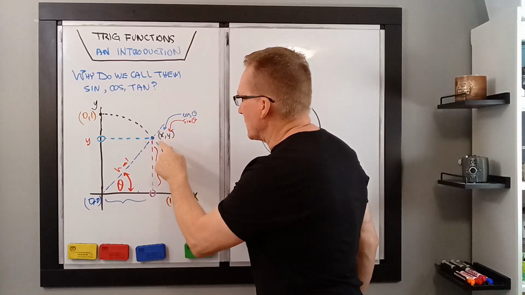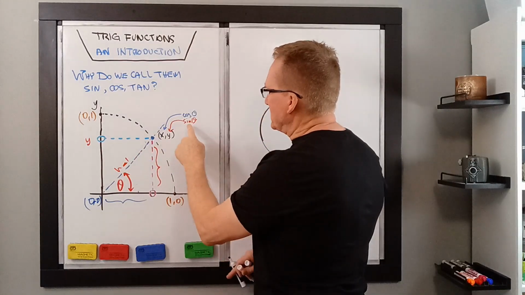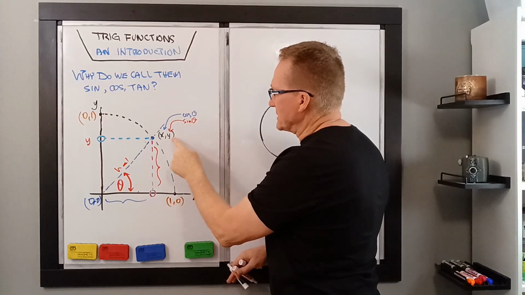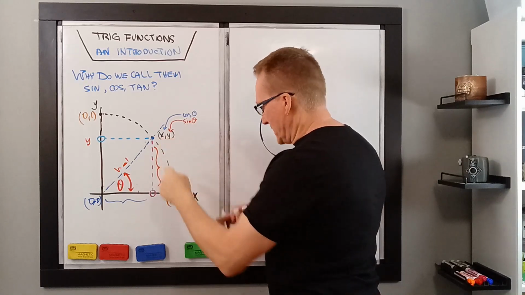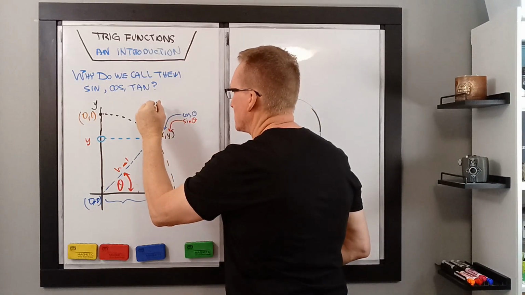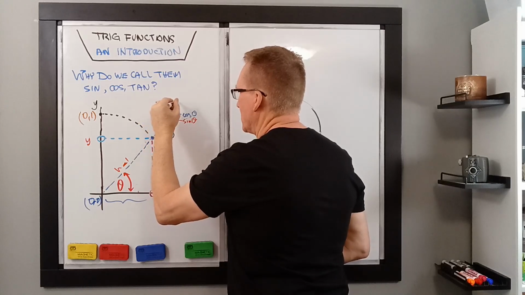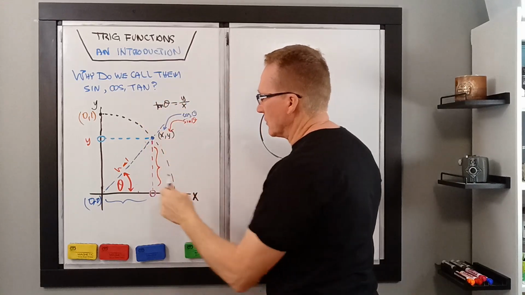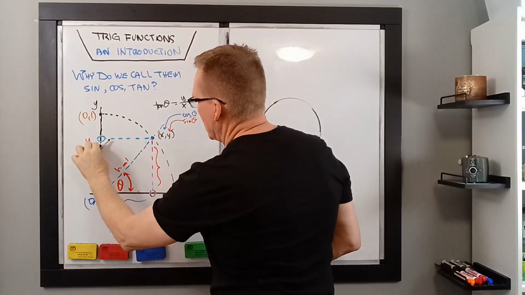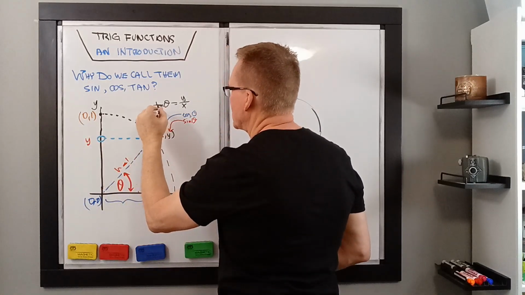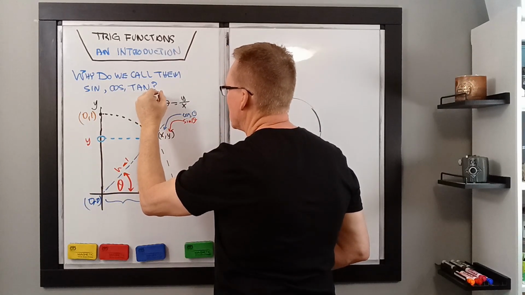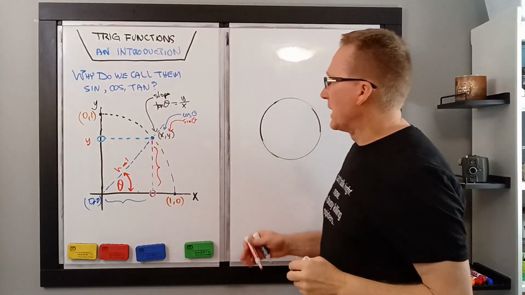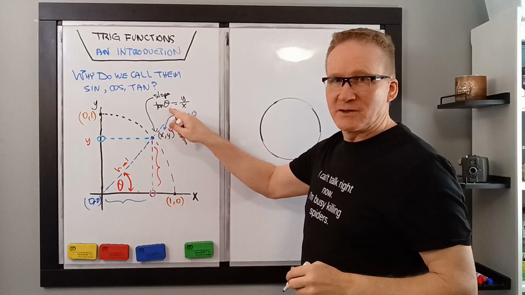So now we've got this here. What would the tangent be? Remember, we said before that the tangent is sine over cosine. Well, in this case, the sine is the y, the cosine is the x. So the tangent of this angle theta would be equal to y over x. Or this is the rise up to here, and this is the run. So this would be the slope of this line, of that blue line. That would be the tangent value.